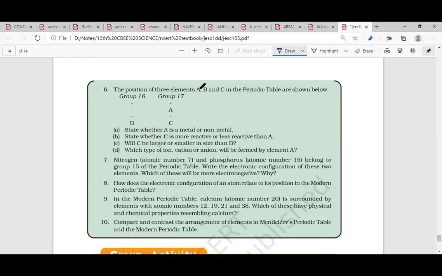So no gaps are present in the modern periodic table, but gaps are present in Mendeleev's periodic table for undiscovered elements. Clear? Fine.